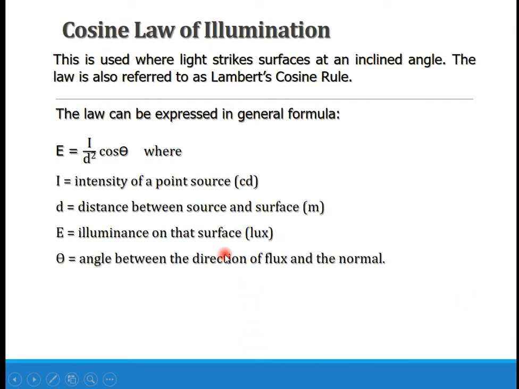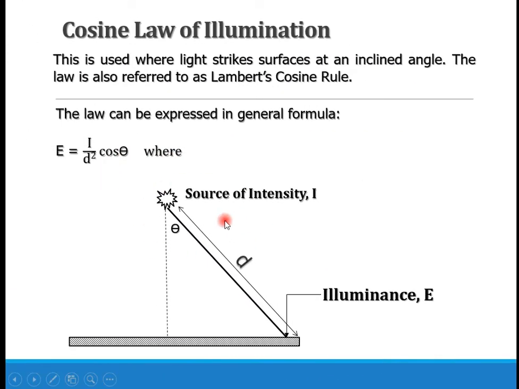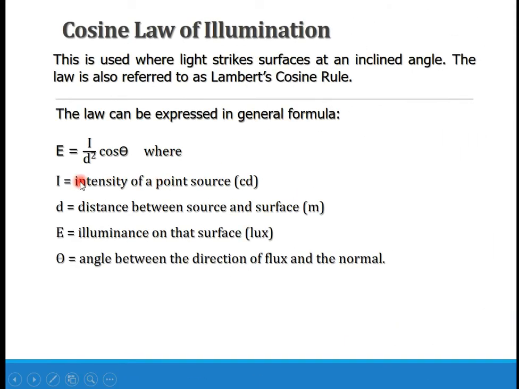So in this, as we could see, if we apply this diagram into our formula, we have I over D squared, where I is equal to the intensity of a point source and D is equal to the distance between the source and the surface, and E is the illuminance at the surface.